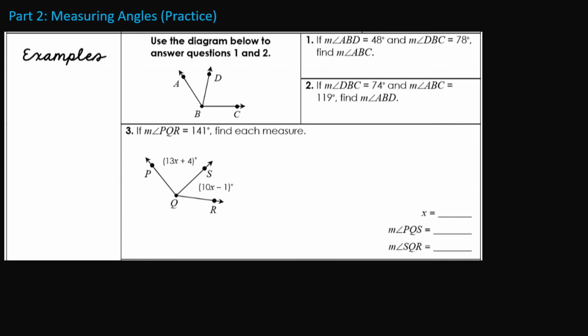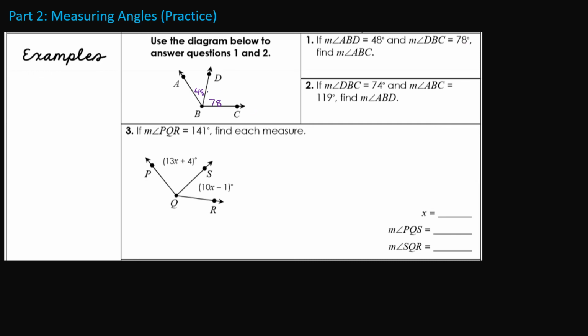Let's talk about some examples. For problems 1 and 2, we're going to refer to that same diagram. We have angle ABC, and it is partitioned by ray BD. So in number 1, if the measure of angle ABD is equal to 48 degrees, and the measure of angle DBC is 78 degrees, we just need to find the measure of angle ABC.